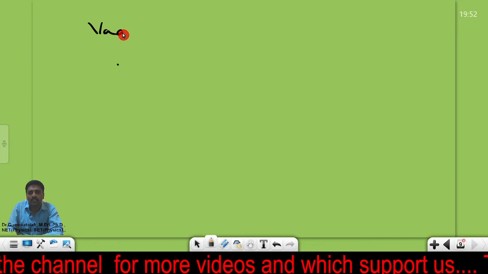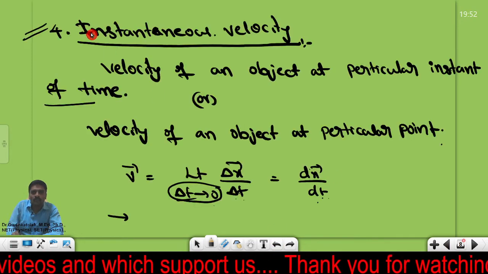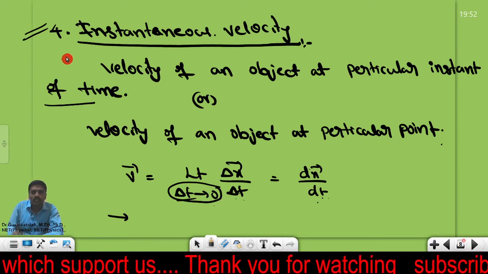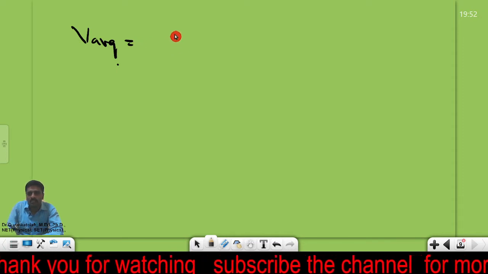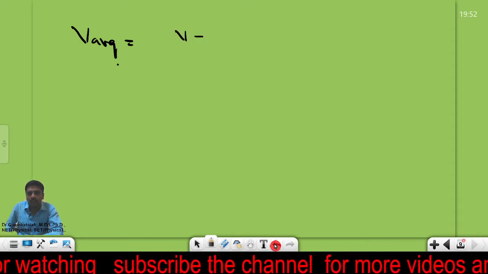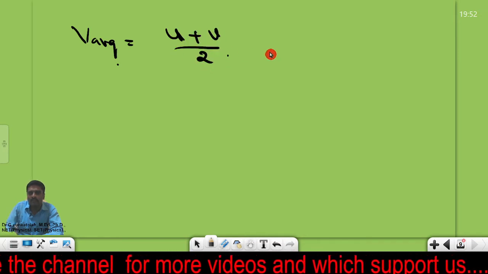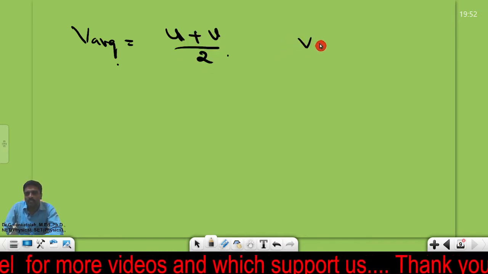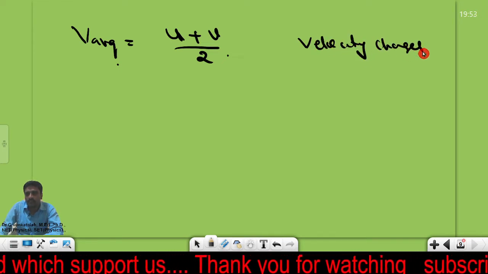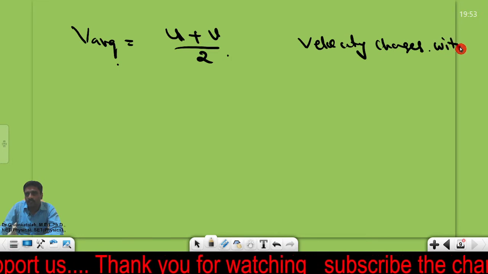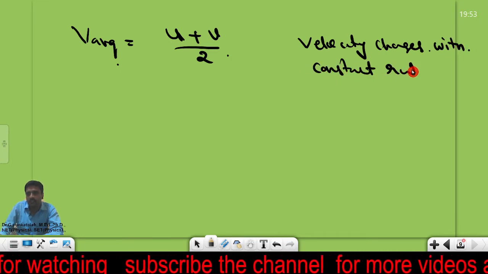Now let me go to the derivation for the average velocity. V average is equal to (u + v) divided by 2. In this case I am taking that the velocity changes with a constant rate.